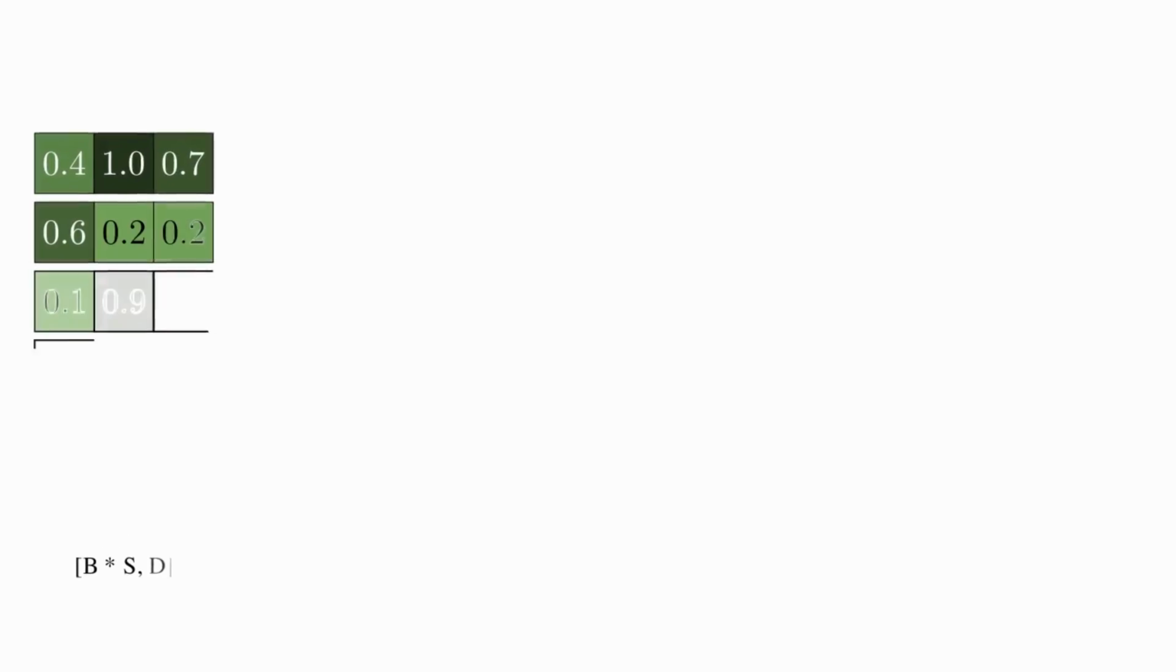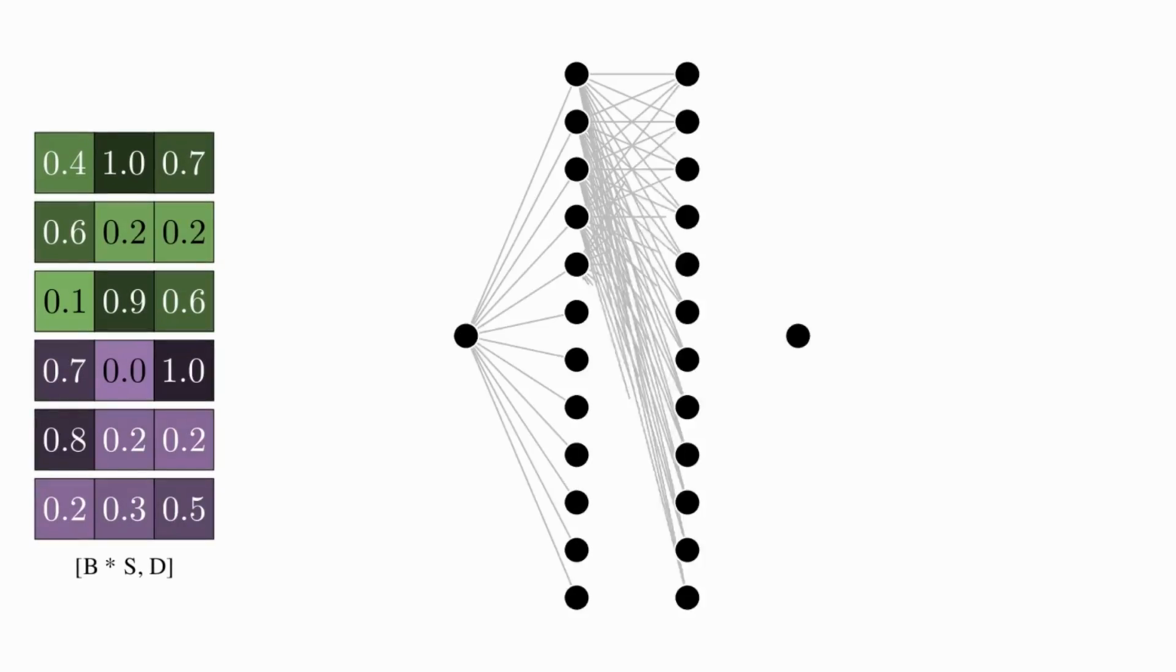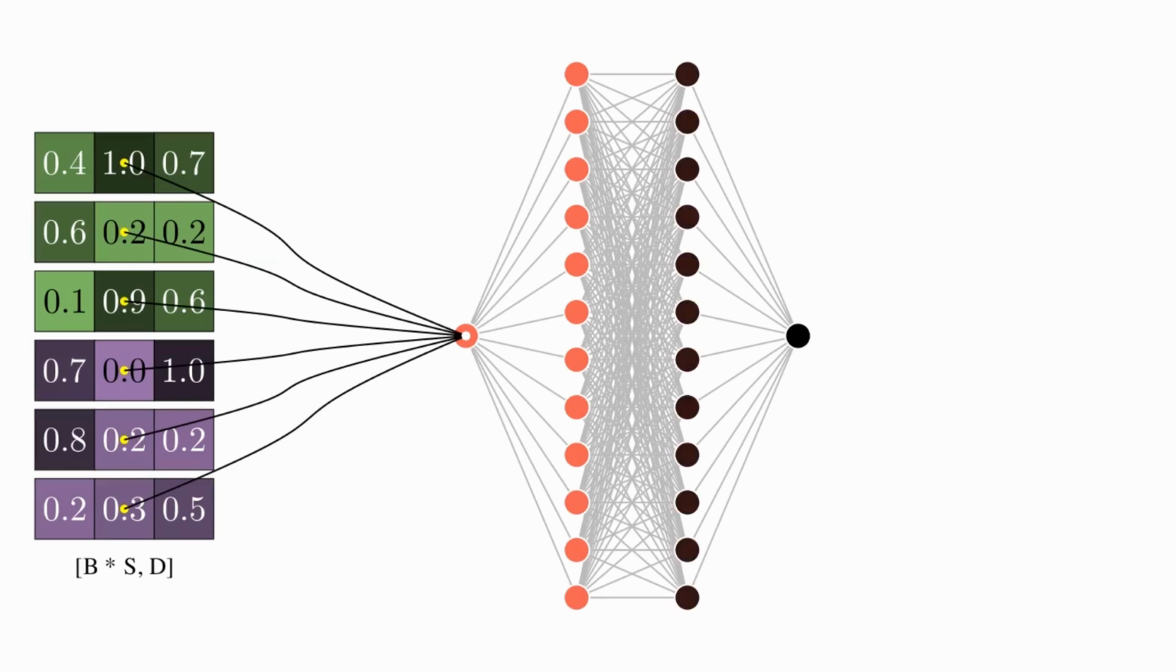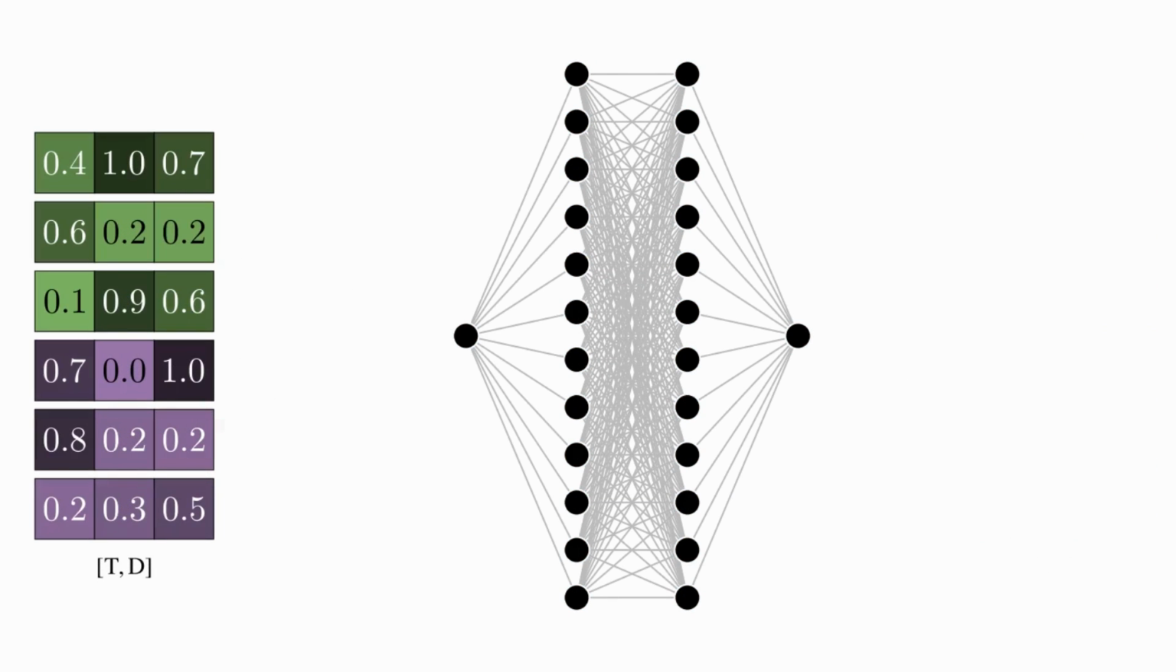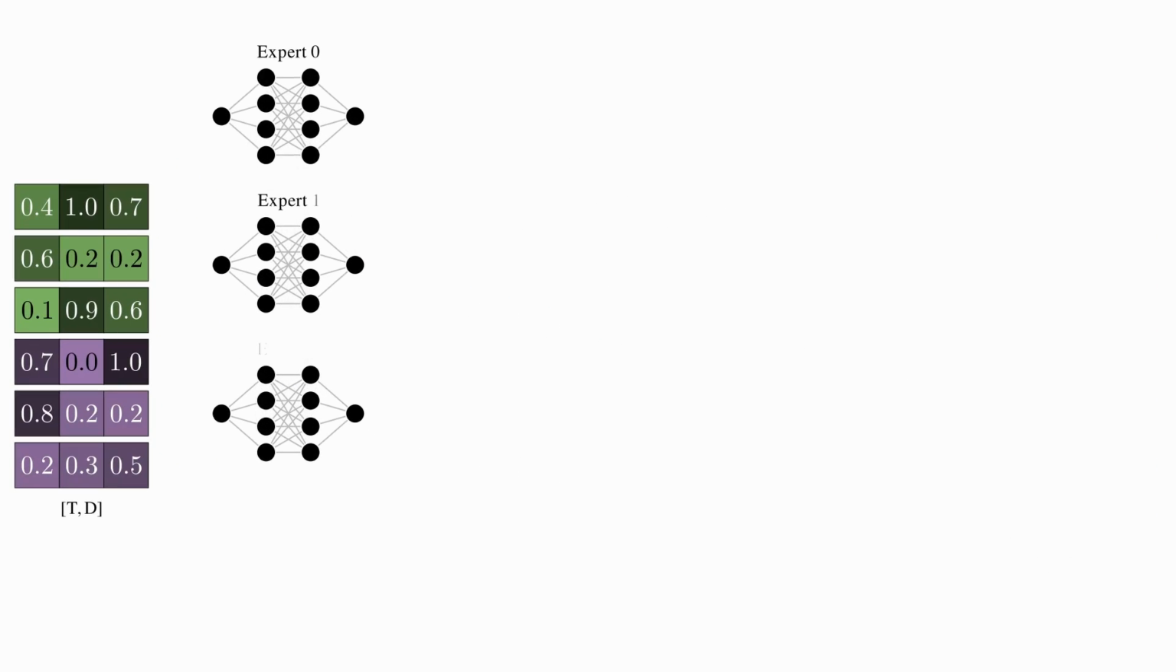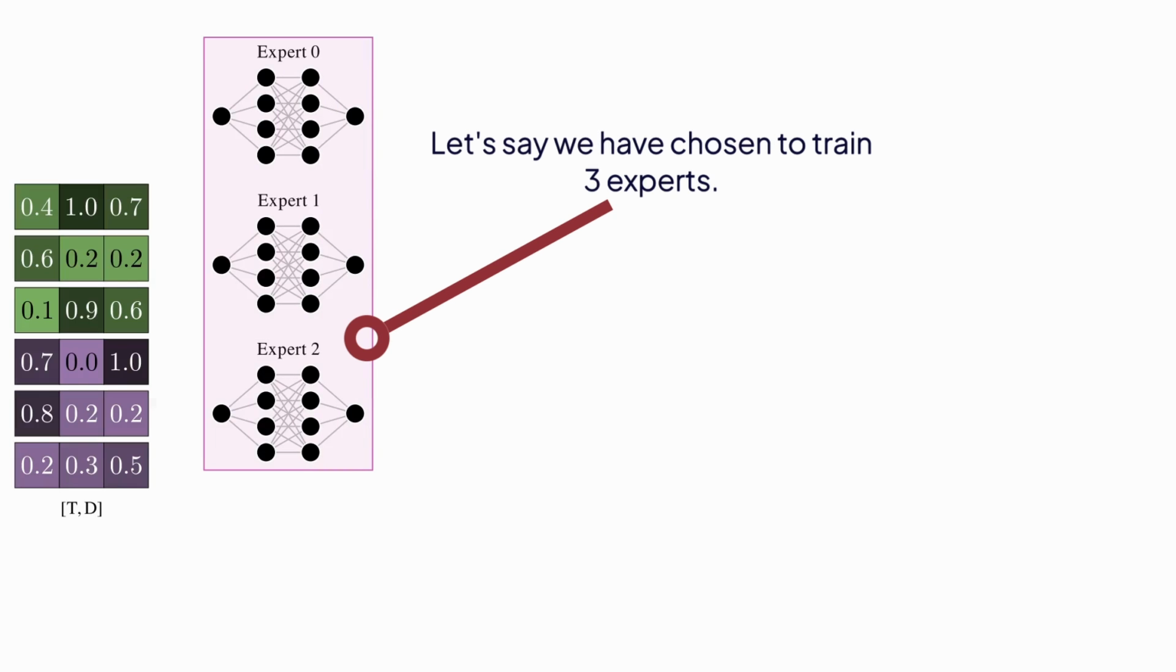Whenever people say mixture of experts, in most cases, they are referring to replacing the feed-forward component with a gating network. Remember, the feed-forward layer inputs token embeddings of shape b times s, d and projects each token embedding through a single neural network. The dense mixture of experts replaces this one neural network with a bunch of neural networks called experts. Let's take an example where our LLM trains 3 experts.